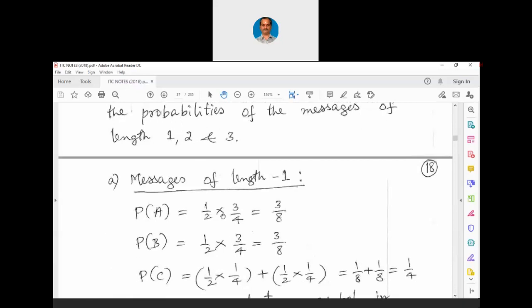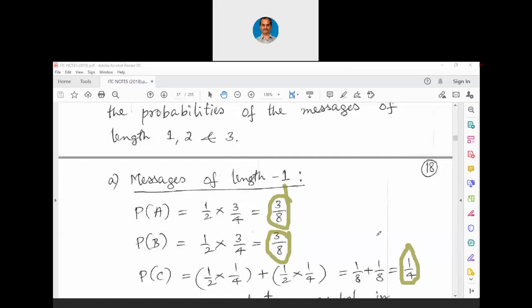P of A is half into 3 by 4, which is 3 by 8. P of B is half into 3 by 4, which is 3 by 8. P of C is half into 1 by 4 plus half into 1 by 4 because C is emitted twice. So it is totally 1 by 4. Now you have these probabilities. I will annotate them. You have the P of A, then P of B, then P of C.